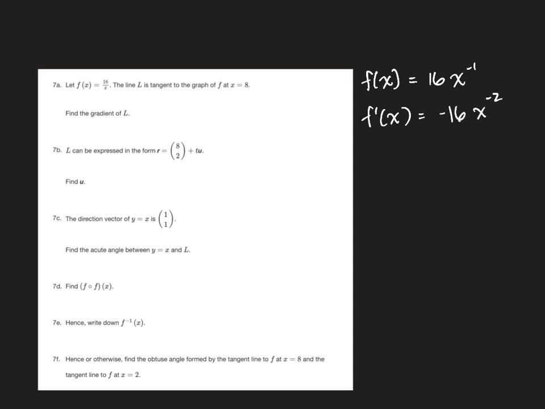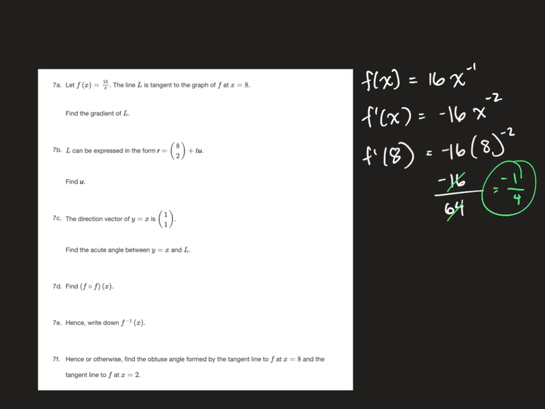And then we're going to plug in 8 there. So f prime of 8 is going to be negative 16 over 8 to the negative 2, which would simplify. You'd get 16 over 64, which simplifies. You can divide by 16, and you get negative 1 over 4. So the slope, the gradient at L, is going to be negative 1/4.